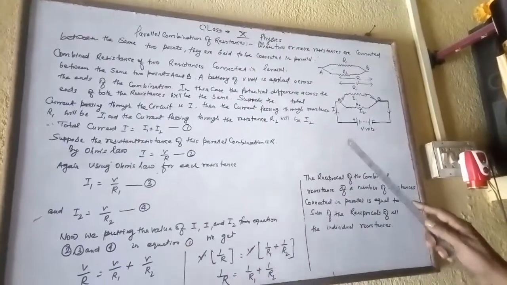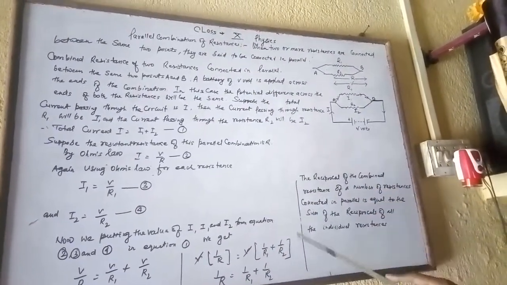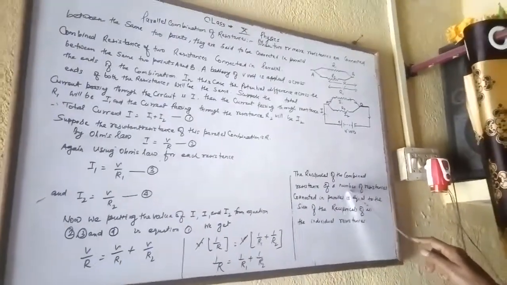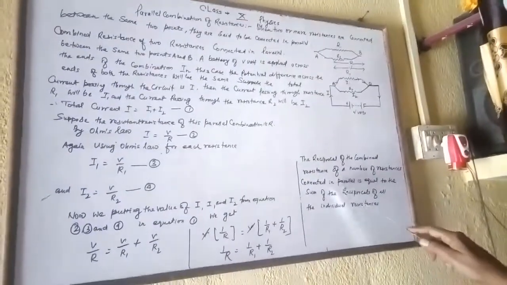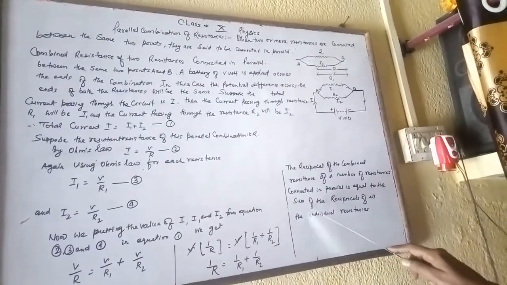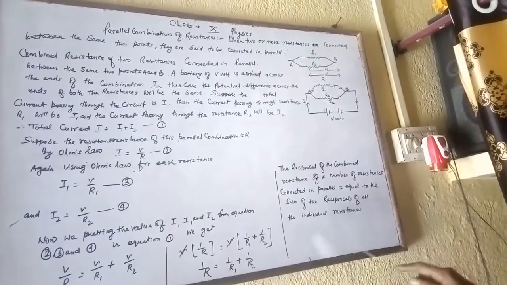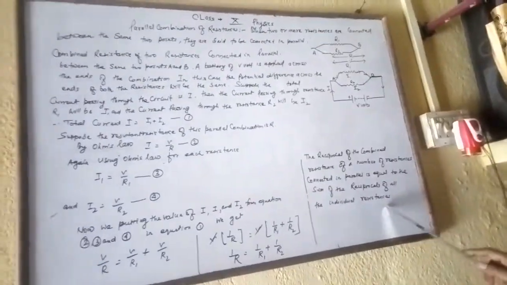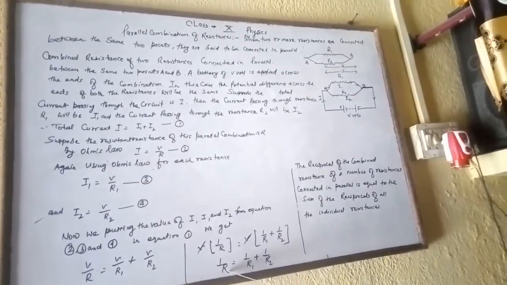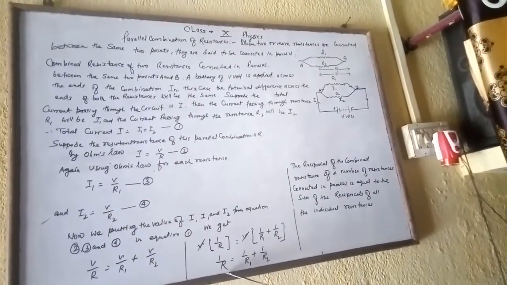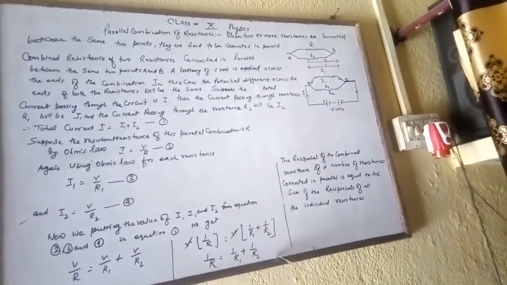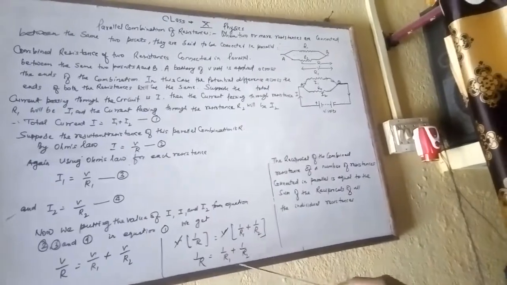Here is the expression for the resultant resistance in parallel connection. We state that the reciprocal of the combined resistance of a number of resistances connected in parallel is equal to the sum of the reciprocals of all the individual resistances. Here R is the equivalent or total resistance, and R1 and R2 are the individual resistances. Okay, there is the formula.